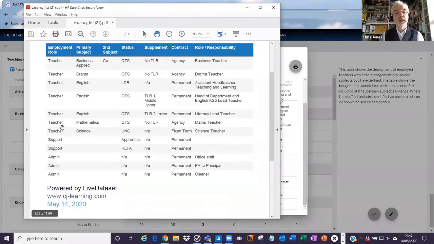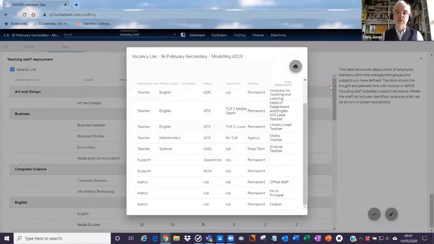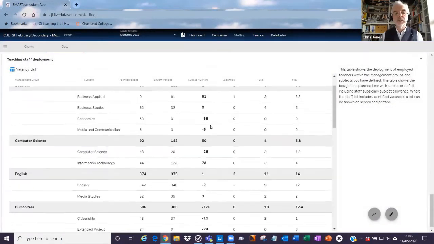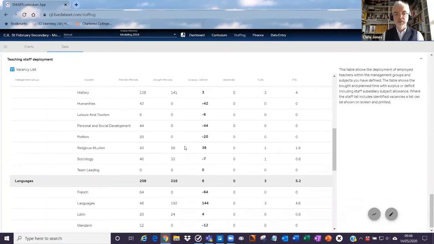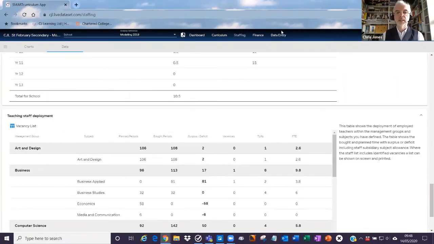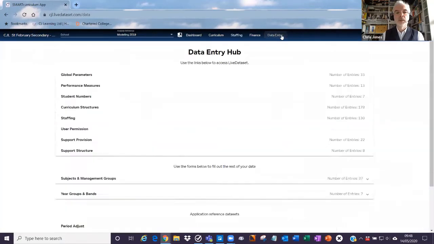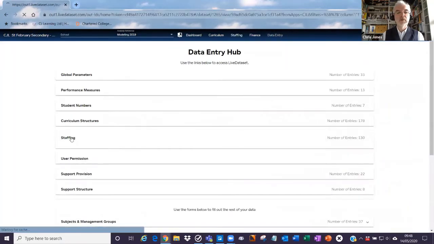I just want to go in and have a quick look at support and admin. We've started with teaching staff, but it's important that we just look at the other elements too. So I'm just going to come off there. Now, obviously the support and admin are not going to be represented on this because this is focused on our curriculum analysis. So we're just going to go back to our staffing table.